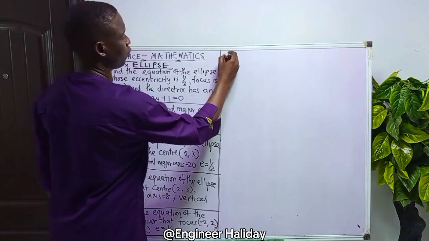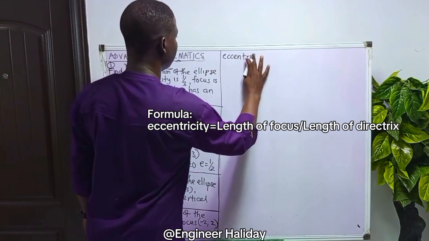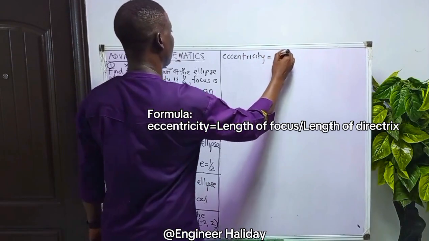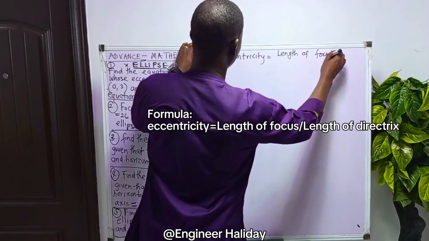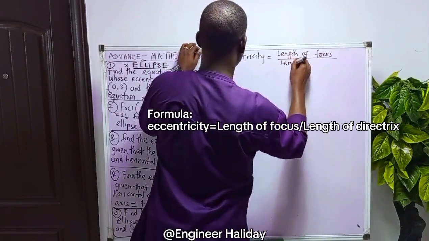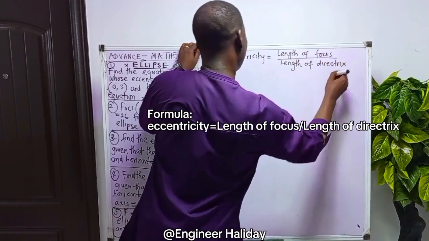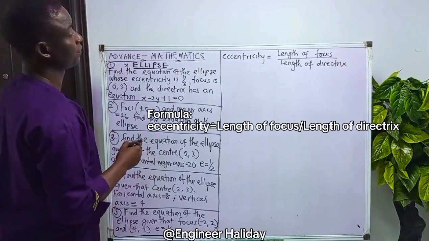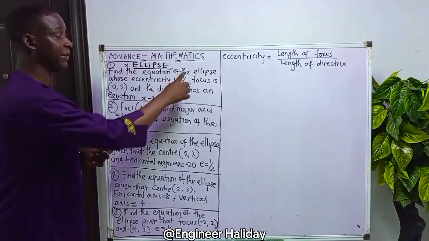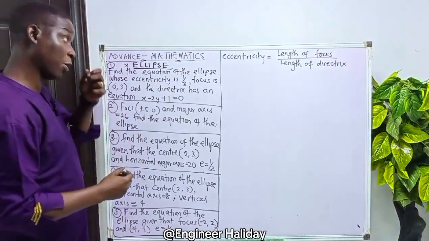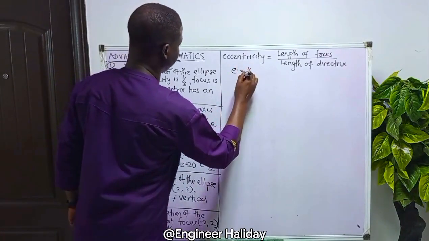First of all, we use our equation: eccentricity is equal to length of focus over length of directrix. That is the formula that I showed you. In this case, because eccentricity must be less than 1 for an ellipse, it is showing it. So let's write E, which is already given as 1/3.